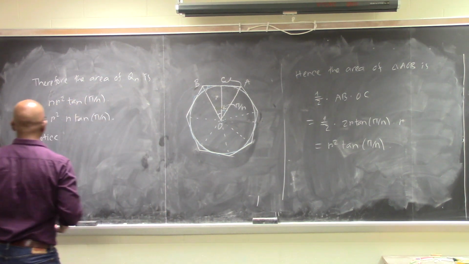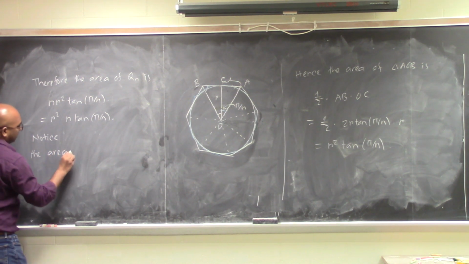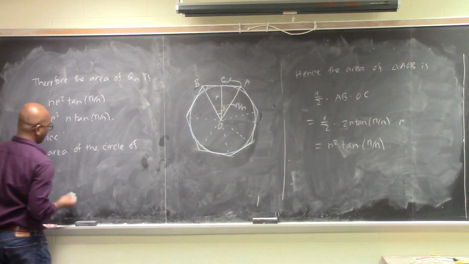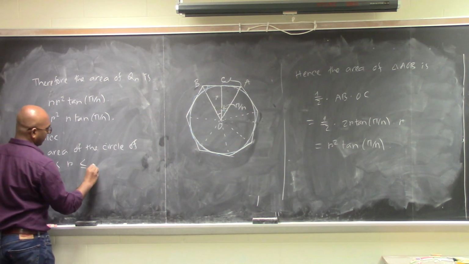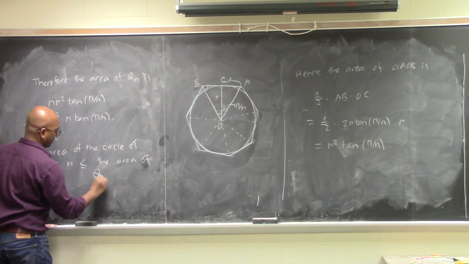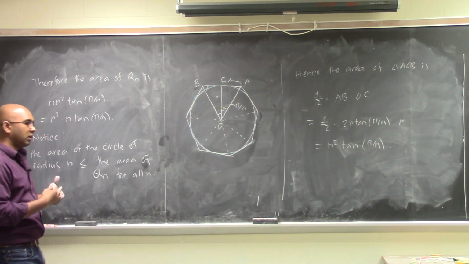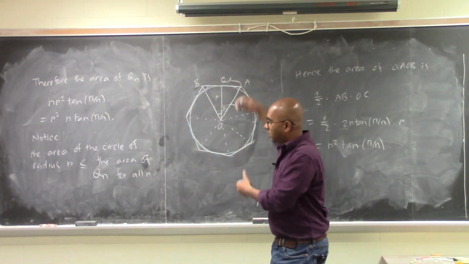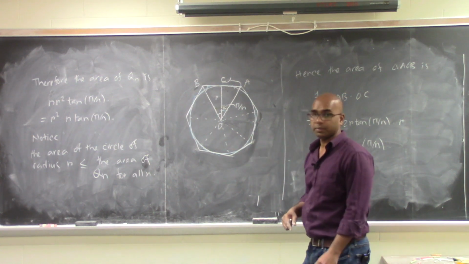Okay, so notice the area of the circle of radius r is less or equal to the area of Qn for all n, right? No matter how large the number of sides of this polygon is, still it's circumscribed, right? And therefore it has a bigger area, or at least equal to the area of the circle.